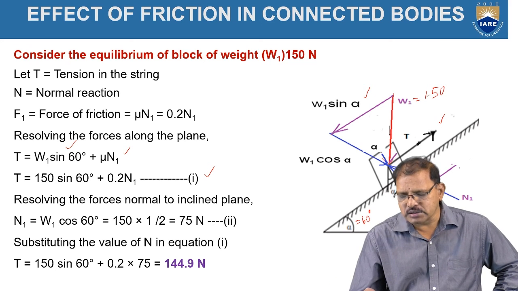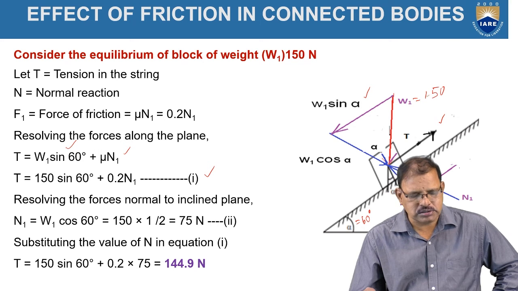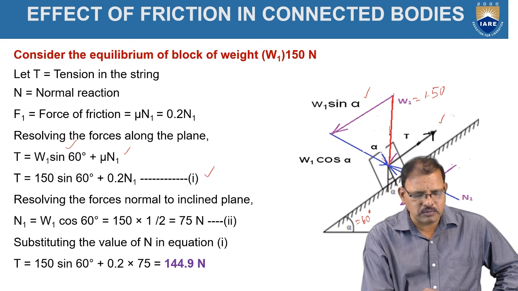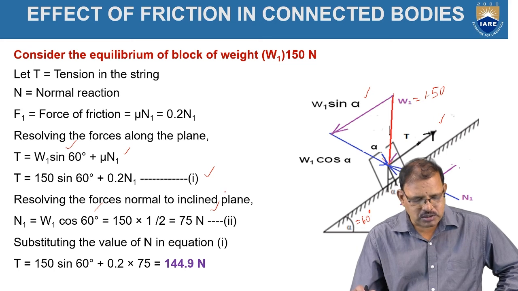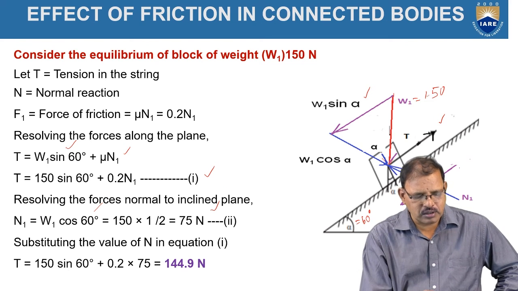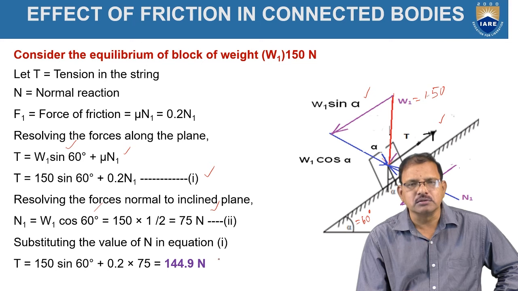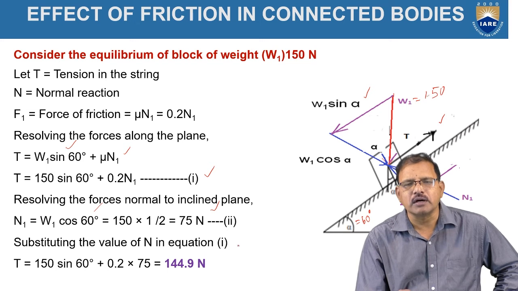Again, resolve the forces normal to the inclined plane. N1 acting in upward direction and W1 cos alpha in downward direction. Hence, N1 is equal to W1 cos 60 degrees, which is equal to 75 Newtons. Substituting the value of N1 in equation number 1, we got T is equal to 150 sin 60 plus 0.2 N1, with N1 equal to 75, which gives tension in the rope equal to 144.9 Newtons.